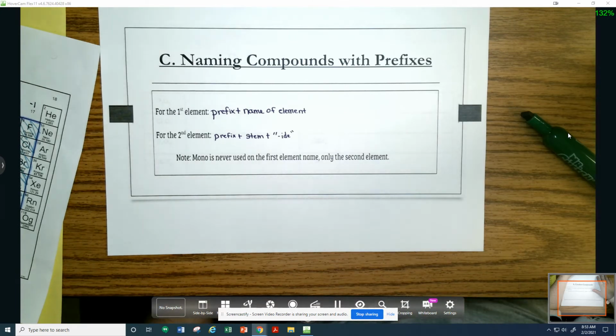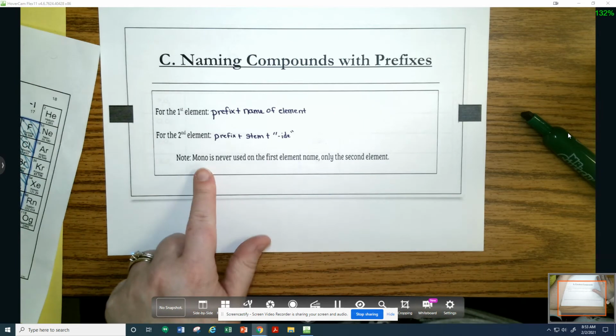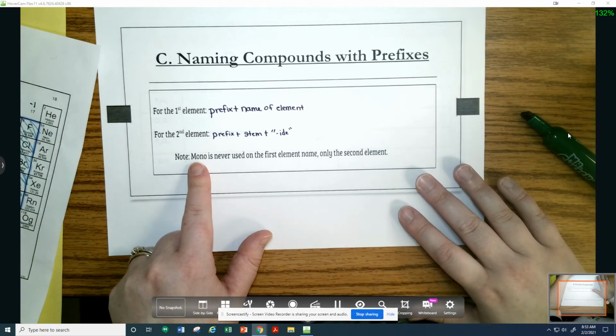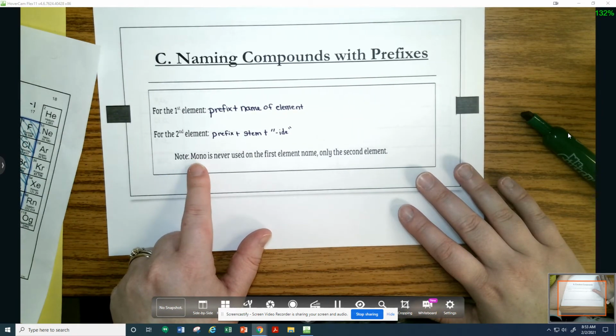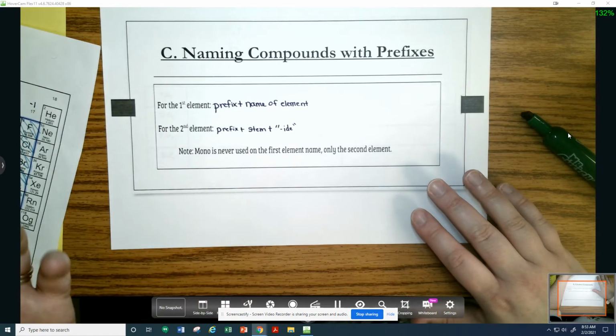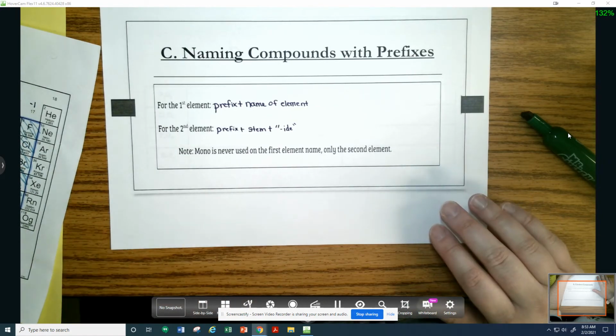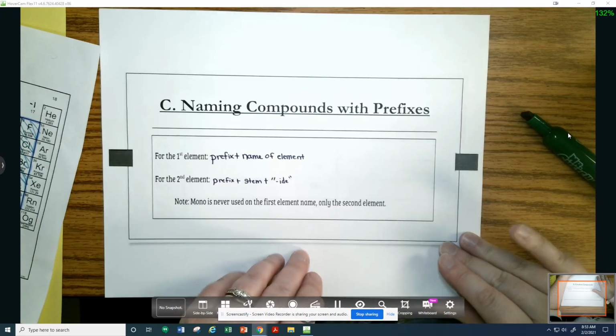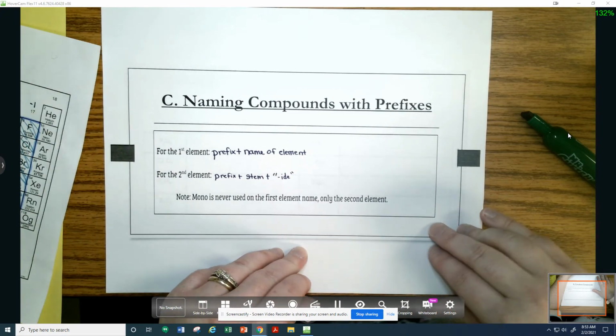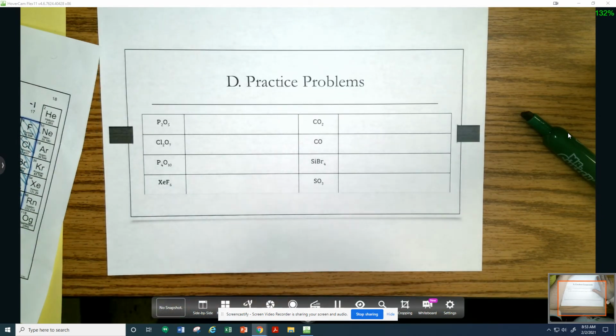The thing with that is we're going to follow the same rule like we've done all along: you'll use the stem of it and add "ide." So we will never have in the second element, for example, dioxygen. It'll be dioxide. And like I noted with the previous examples, mono will never, ever, ever be on the first element. If we do need to use mono, it would be associated with only the second element.